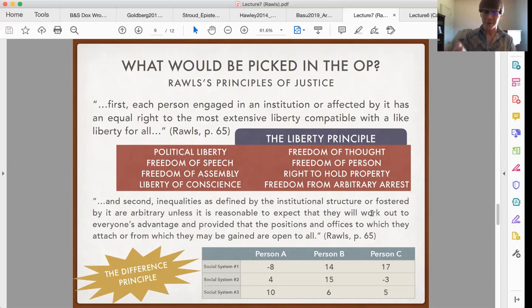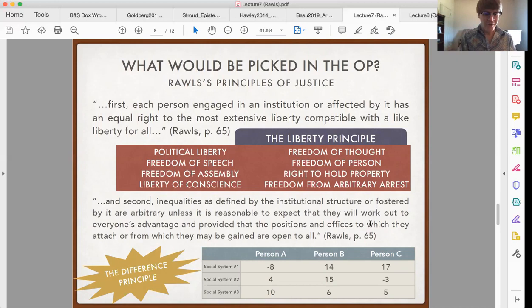So, given that we want to make things as good off as possible for ourselves, if we're part of the smaller group, we would pick this liberty principle, right? And you can run the experiment. You can think about each one of these different freedoms within the given context, right?